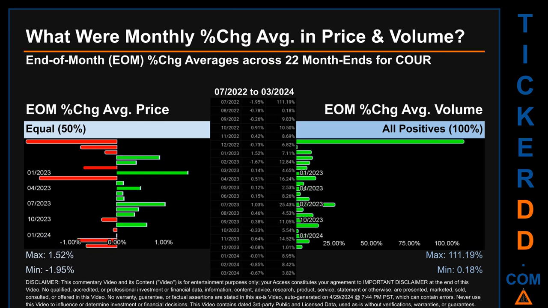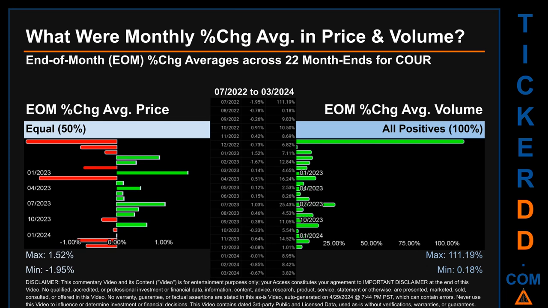What were end-of-month percentage change averages in price and volume for COUR? The monthly average of percentage change in price and in volume were calculated for each of the 22 month ends. That calculation took daily percentage changes and averaged them for each given month. If a month end came out negative, then it means that the month summarily saw a negative change.